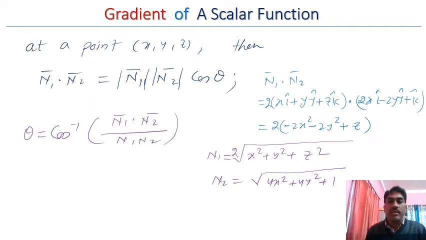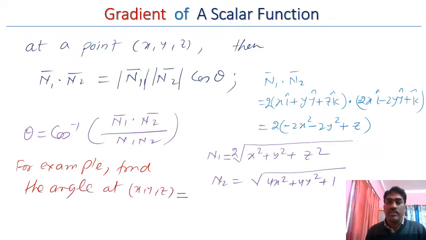Now for an example, take a particular point. For example, find the angle at (x, y, z) = (1, 1, 0). Suppose we take (1, 1, 0), then what does theta come out to be? Theta is equal to cos inverse of 2 into (−2 + 0), divided by 2 square root of 1 + 1, into square root of 4 + 4.